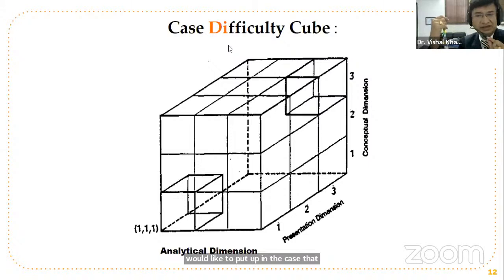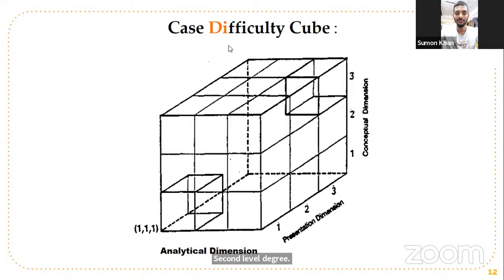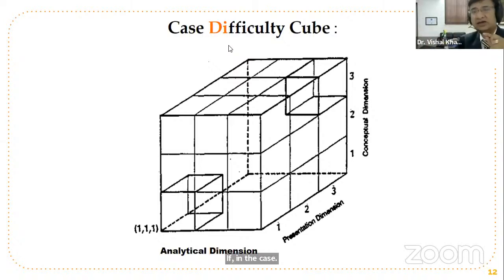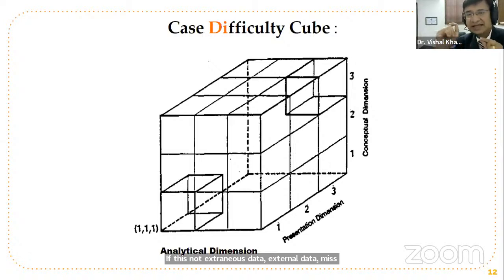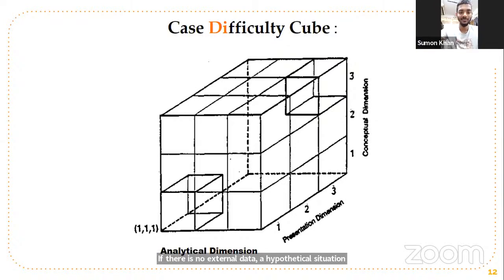The third parameter, which is shown on the z-axis, is called the presentation dimension. The presentation dimension can also be put in difficulty format: first level degree, second level degree, or third level degree. If in the case there is no extraneous data, meaning external data, and a hypothetical situation has been created and converted into an illustration in the case, that is a simple presentation of the case.